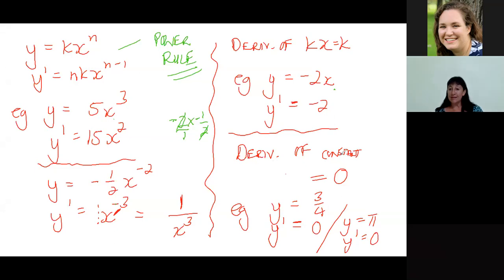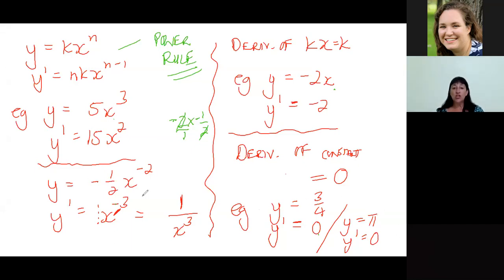The derivative of a constant is 0. A constant is anything without an x, okay? So like y equals 3/4, or y equals 5, y equals minus 10, y equals minus a half. The derivative of a constant is 0. And I just pointed out that pi is also a constant. So if you had to find the derivative of pi, you're going, pi is a constant, and the derivative of a constant is 0. But don't worry, I'm going to be doing lots more examples.